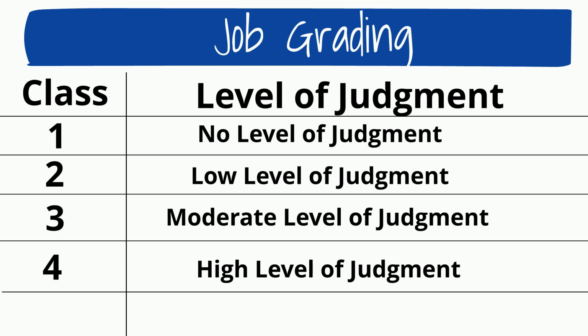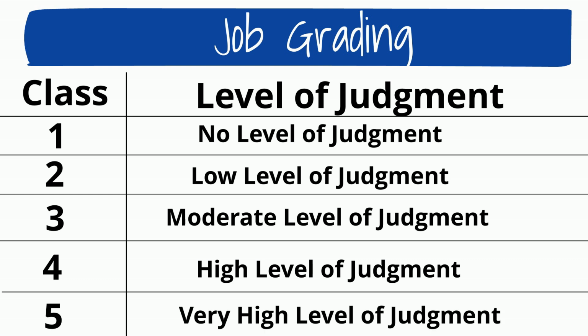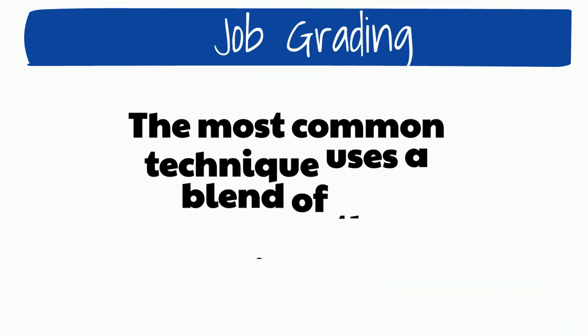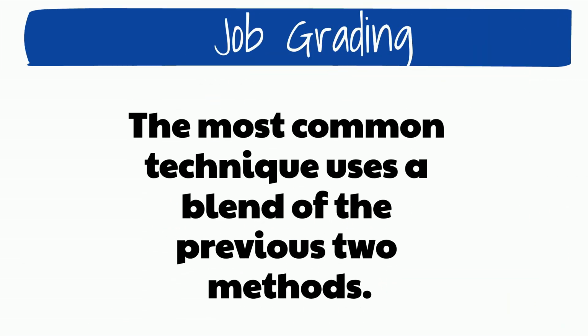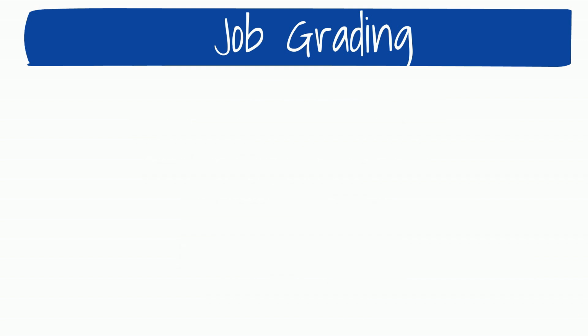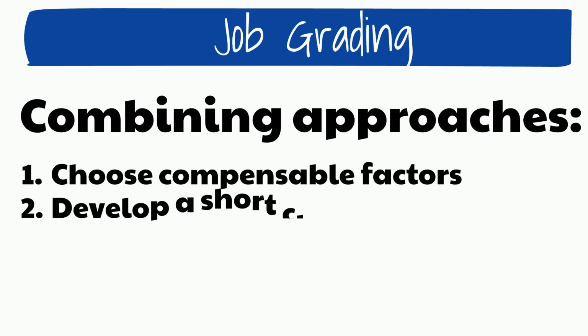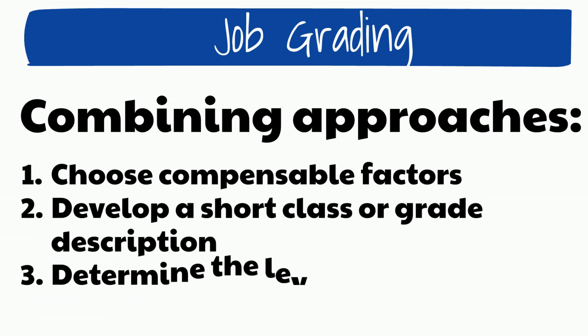For example, there may be job grades 1 to 5 with no judgment, low judgment, medium judgment, high judgment, and very high judgment. The usual procedure blends these two. The analysts choose compensable factors and then develop a short class or grade description that describes each class or grade in terms of the amount of the factors in those jobs.